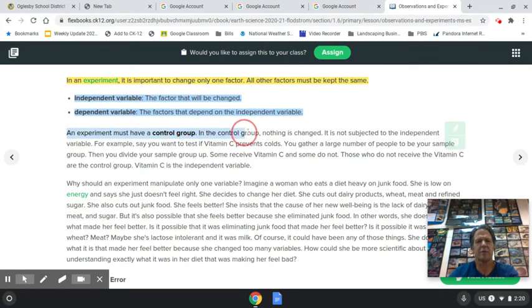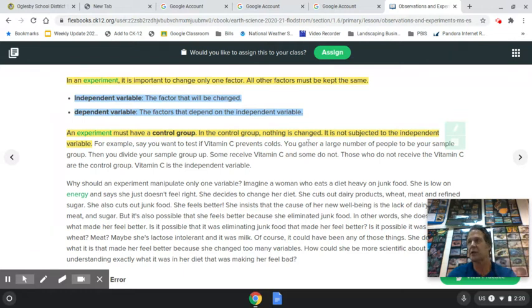Okay, now, as I said, in an experiment, you must have a control group. And the control group, everything is exactly the same. However, the most important part is it's not subjected to the independent variable, meaning it does not receive the independent variable. Okay, so here's an example. They say that you want to test if vitamin C prevents colds.